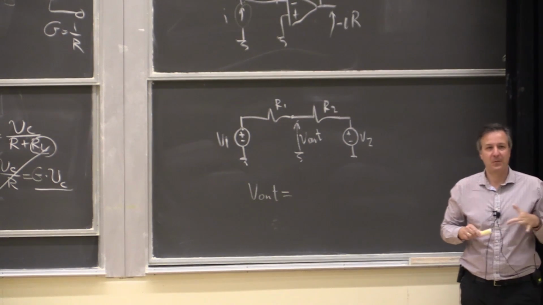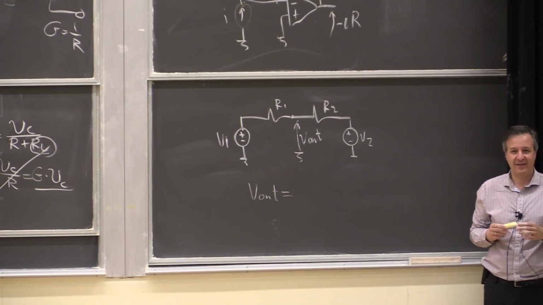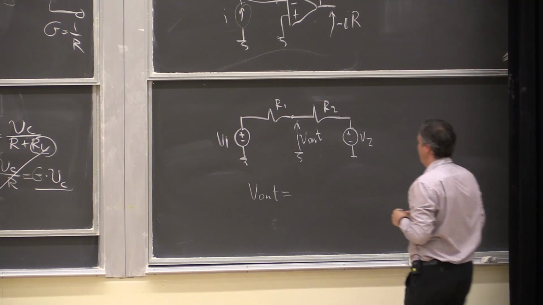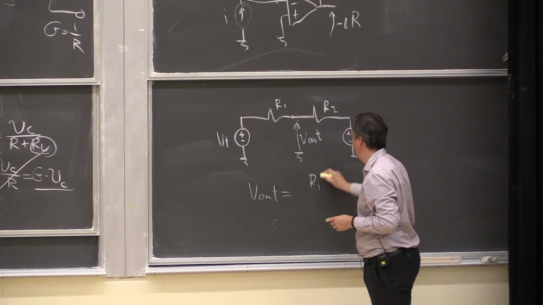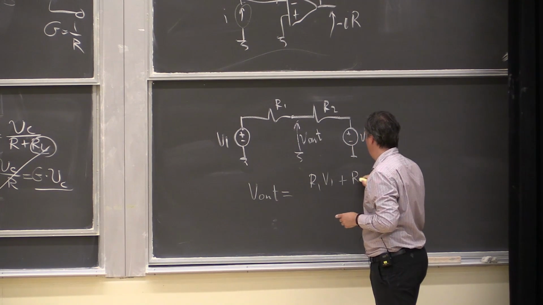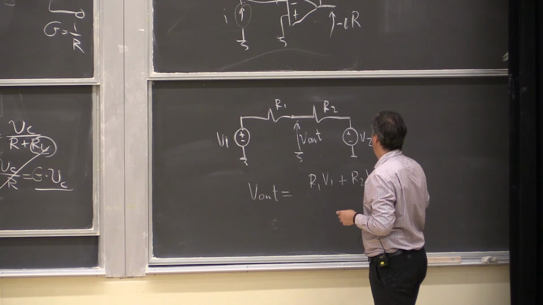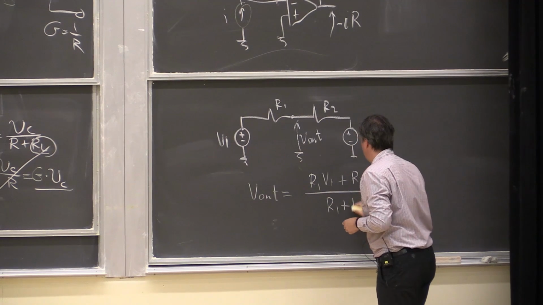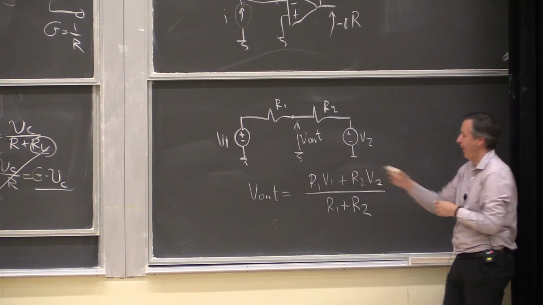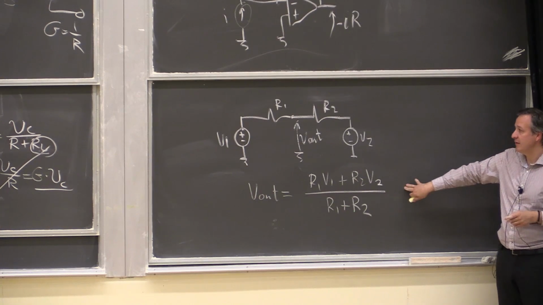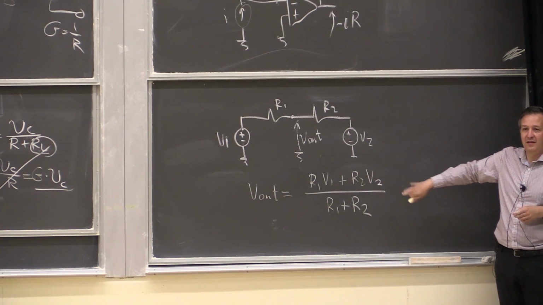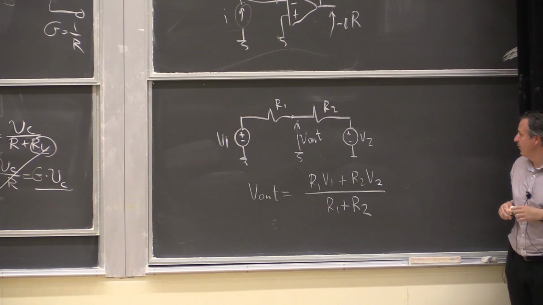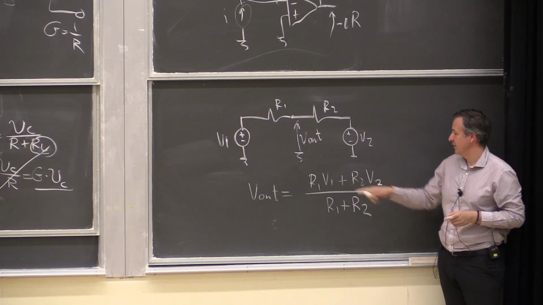Okay, anyone? Yes? R1 times the V1 plus R2 times R1. Okay, I'm going to write it, and then we're going to see if everyone agrees. Do you all agree this is the solution? You're saying this is a minus?